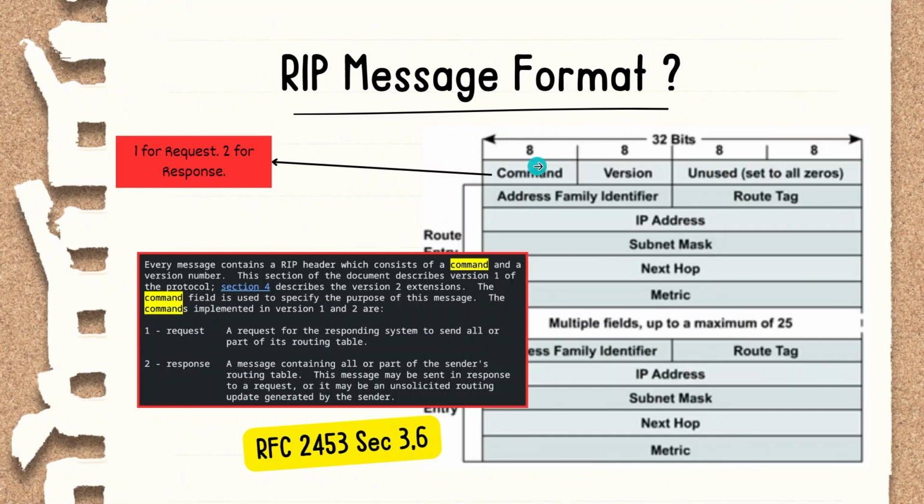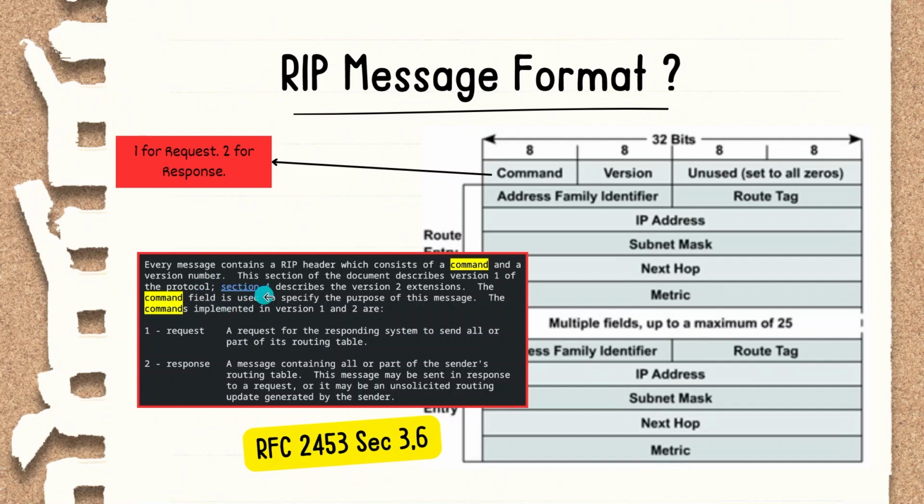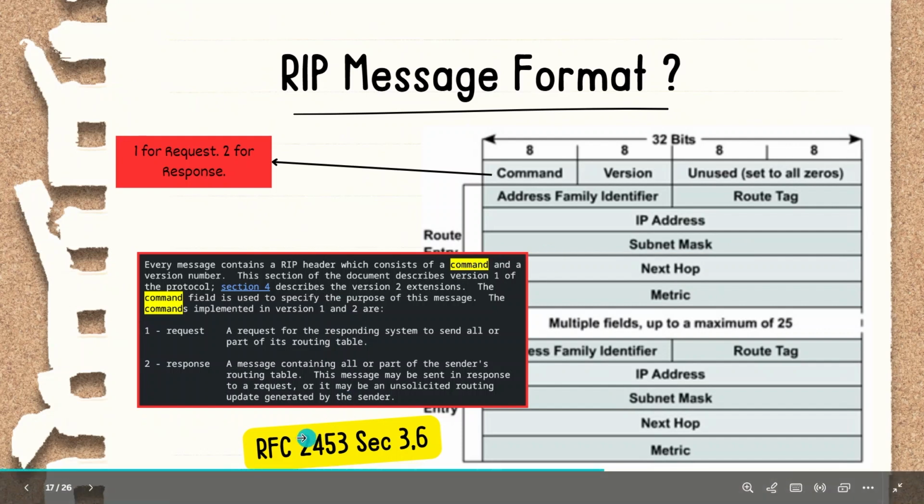Now let's get to know some RIP header fields. The first header field is command, which indicates the message type, the request and response or reply that we have seen earlier. If it is 1, it is a request message, and if it is 2, it is a response message. This is defined under RFC 2453 section 3.6. This is the cutout section that I have taken from the RFC, so you can follow along or go through RFC 2453.